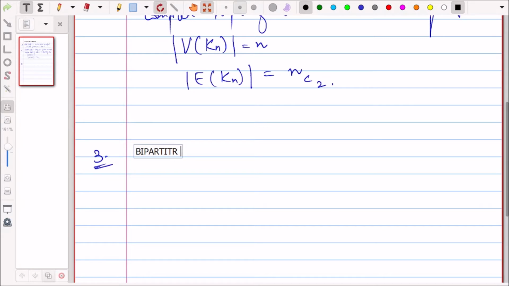Bipartite graphs. So what do you understand by this term bipartite? क्या लग रहा है, क्या होना चाहिए definition? मतलब bipartite से क्या समझ आ रहा है कि we can partition something into two parts, right? We can partition something into two parts, right? Bi means two and partite means partition, right?